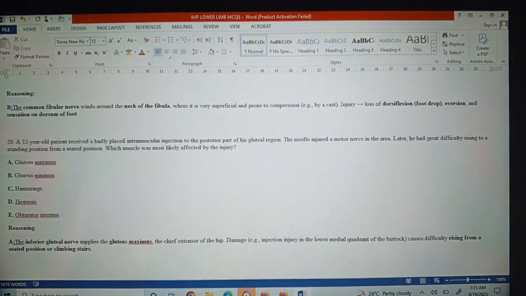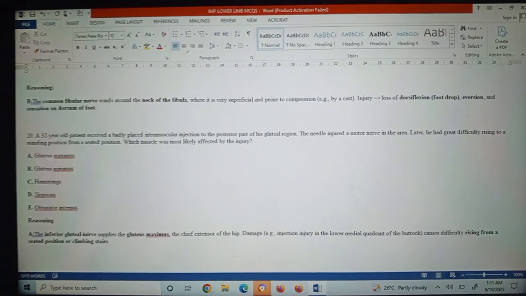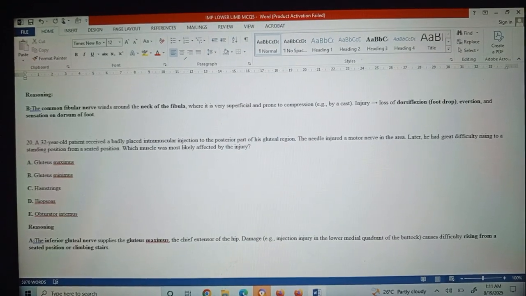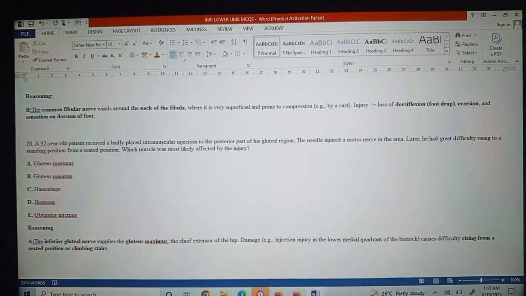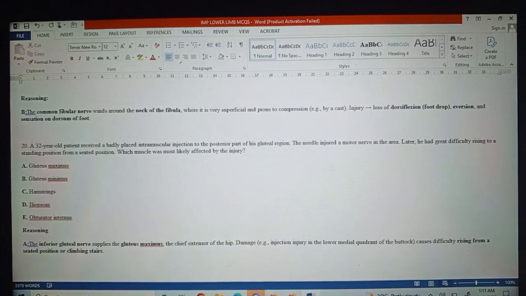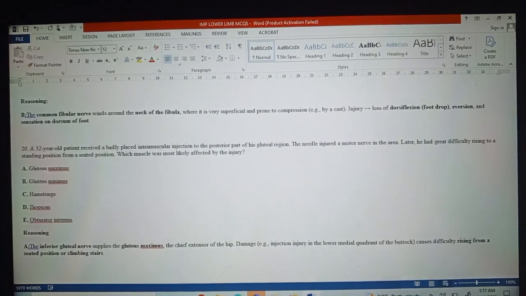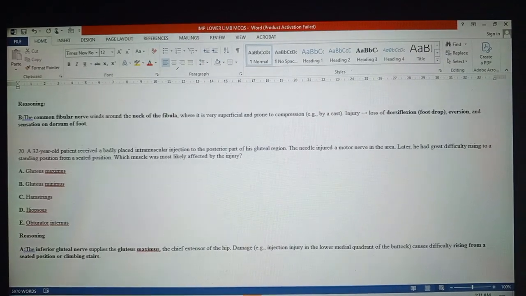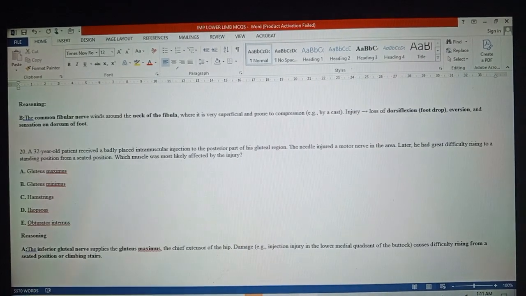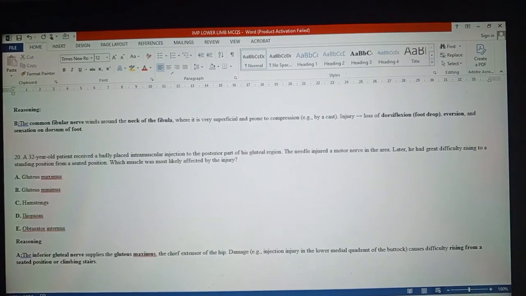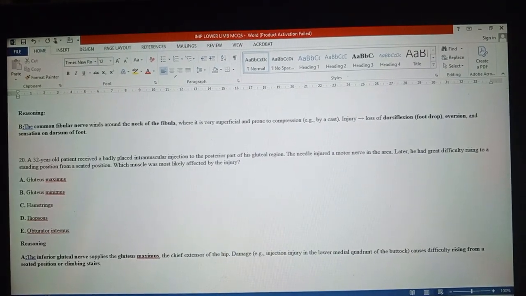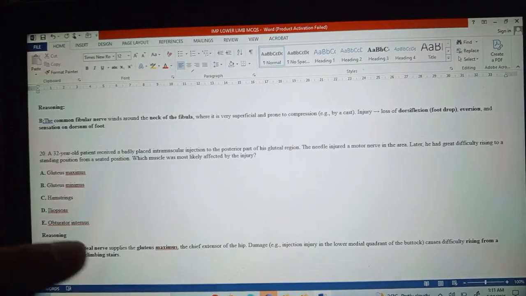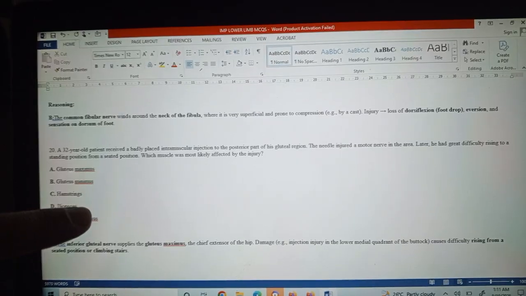Gluteus maximus is the chief extensor of the hip, and in the OSPE, gluteus maximus is usually marked, and it is also asked in your OSPE as well. Its damage takes place when the injection is given. Injury in the lower medial quadrant of the buttock causes difficulty rising from the seated position or climbing stairs. 3 to 4 MCQs can be made from this question.